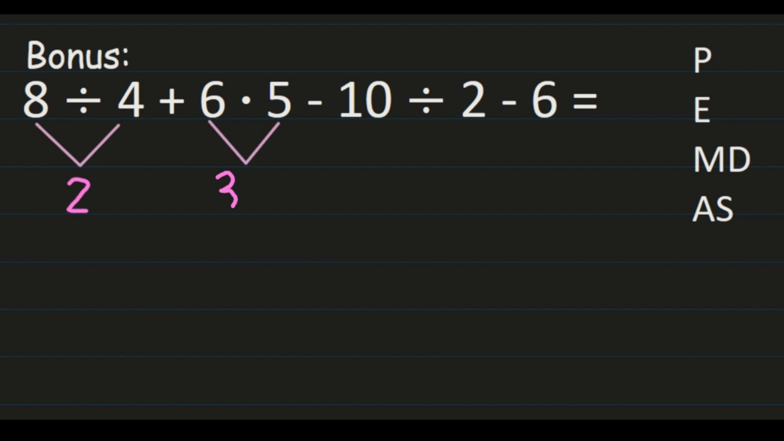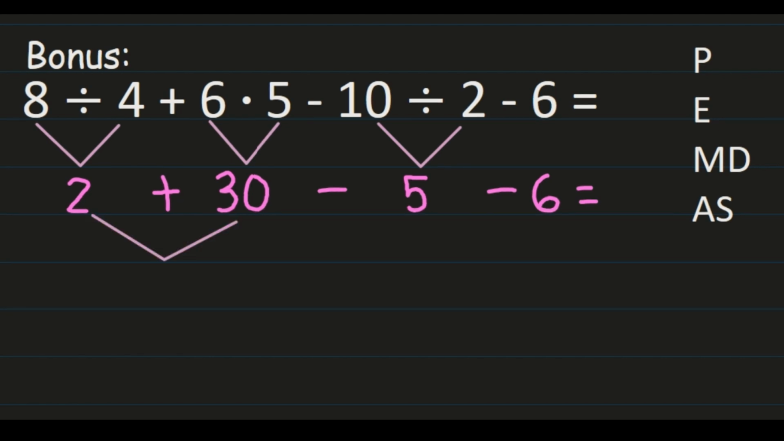Then I have 6 times 5. 6 times 5 is 30. And then continuing to the right, I have 10 divided by 2, and 10 divided by 2 is 5. Then I'll need to bring the rest of the problem down. Looking carefully, between the 4 and the 6, I had an addition sign, which means I'm going to be adding the product of 6 times 5. Between the 5 and the 10, there's a subtraction sign, so I'll be subtracting the quotient of 10 and 2. And then I have minus 6.